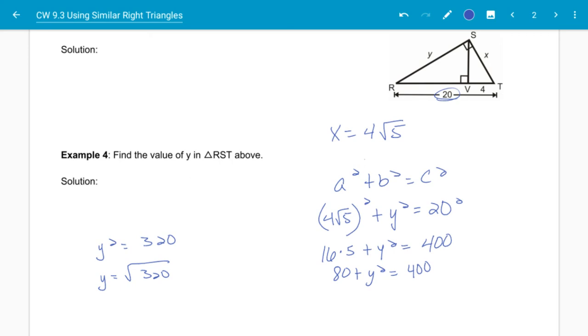I can look for perfect squares in 320. And a perfect square in 320 is actually 64. So I'm going to say y is equal to the square root of 64 times 5, which means y is equal to 8 square root of 5. That is the value for y.